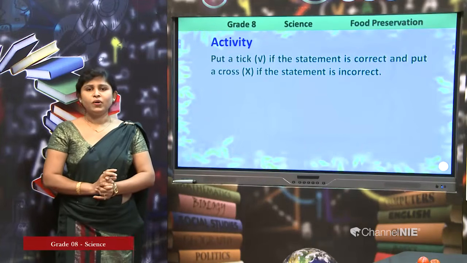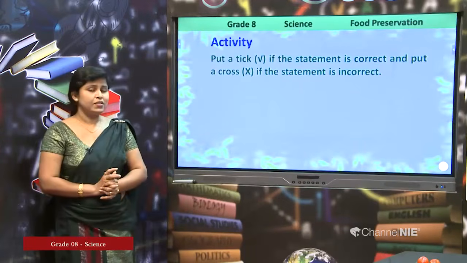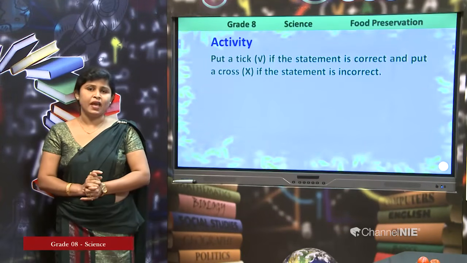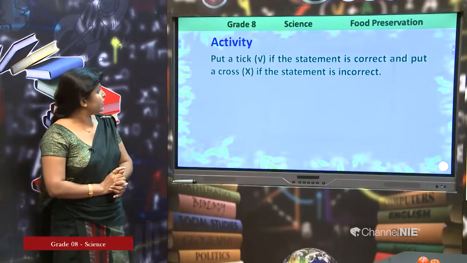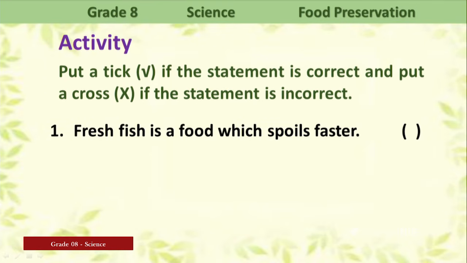Right. Now, I want to assess whether you learnt what I taught you. To assess your knowledge, I have given you an activity. Put a tick if the statement is correct and put a cross if the statement is incorrect. Let us see. Fresh fish is a food which spoils faster. Correct or wrong? Yes, very good. Fresh fish is a food which spoils faster. It is correct. Then you have to put the tick mark.